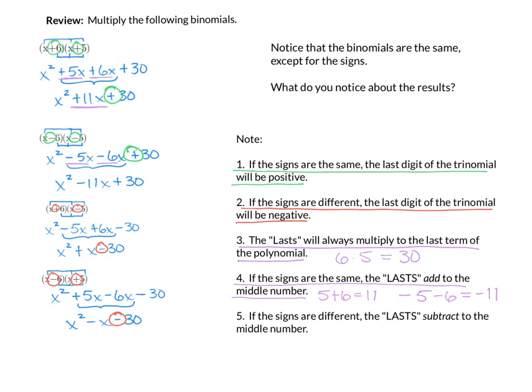If the signs are different, like the last two, we will subtract to get the middle number. Remember, numbers with different signs, you subtract, keep the sign of the larger number. So we get -5 and +6, subtract, keep the larger sign. 5x and -6, subtract, keep the larger sign.